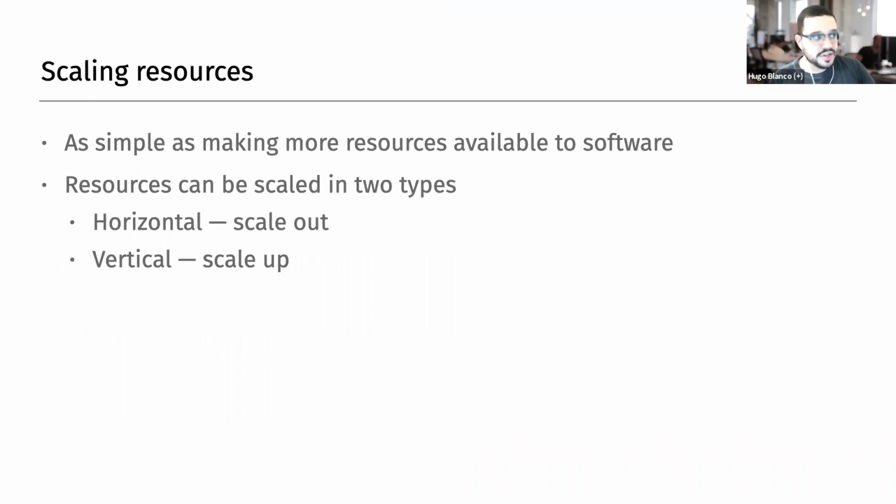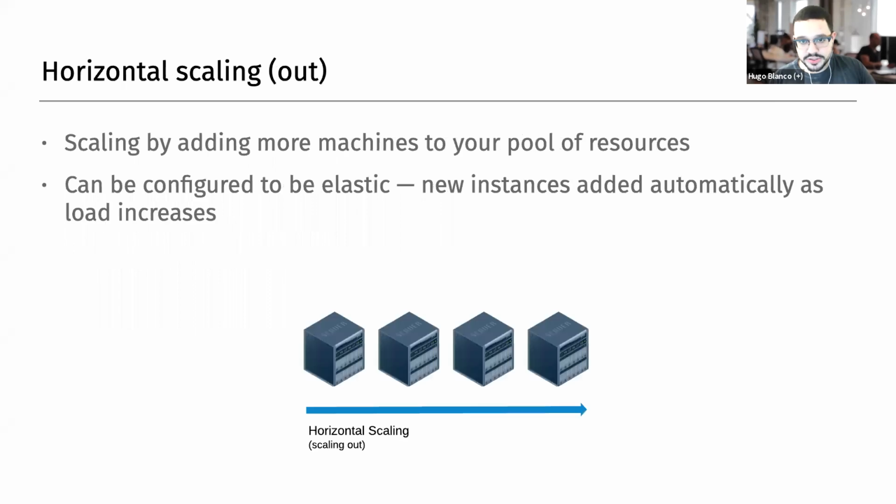That is horizontal, that is scaling out. We can scale vertically, that is scaling up. And I will explain the horizontal scaling. The horizontal scaling is just adding more machines. So I have server A, B, C, and D that are part of the same pool of resources that we have. And instead of scaling up, we are scaling out.